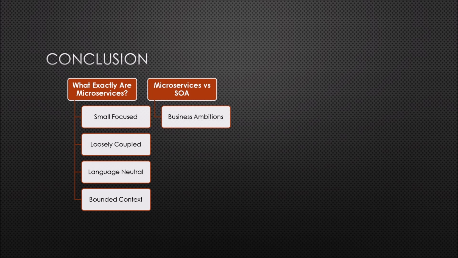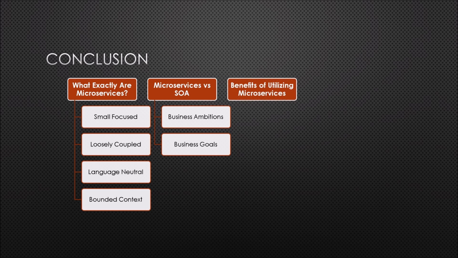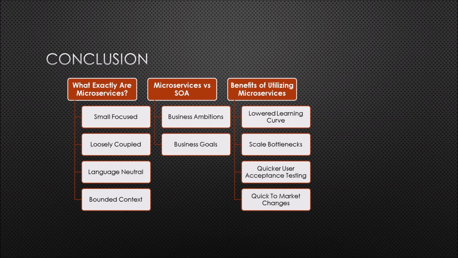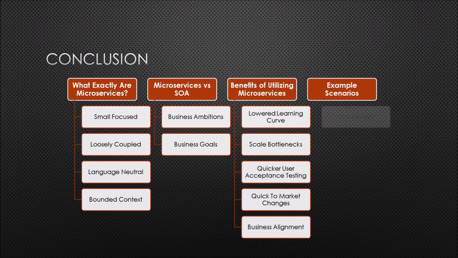We then moved over to the differences between microservices and SOA. We understand that the two concepts represent different business ambitions and goals, with one being application-centric and the other an enterprise-wide transformation. We see the benefits of deploying with microservices because it allows lowered learning curve, scale bottlenecks, quicker user acceptance testing, quick-to-market changes, and business alignment. Lastly, we went through the case of surge in demand for mobile usage and how microservices can help develop more services for the mobile users.